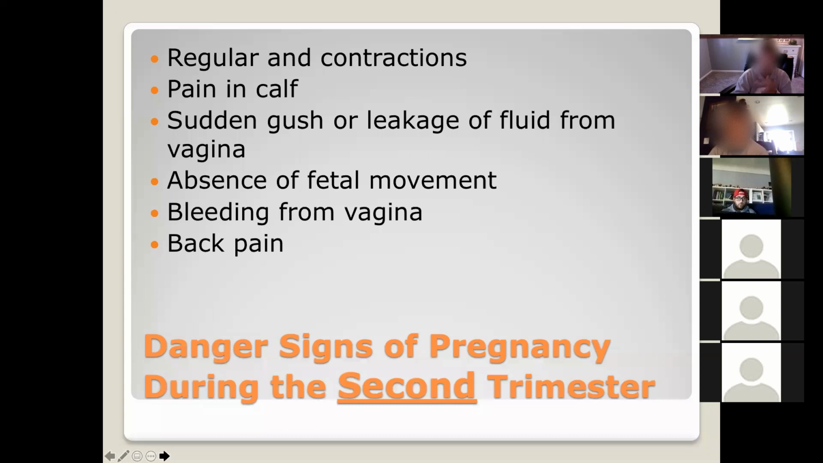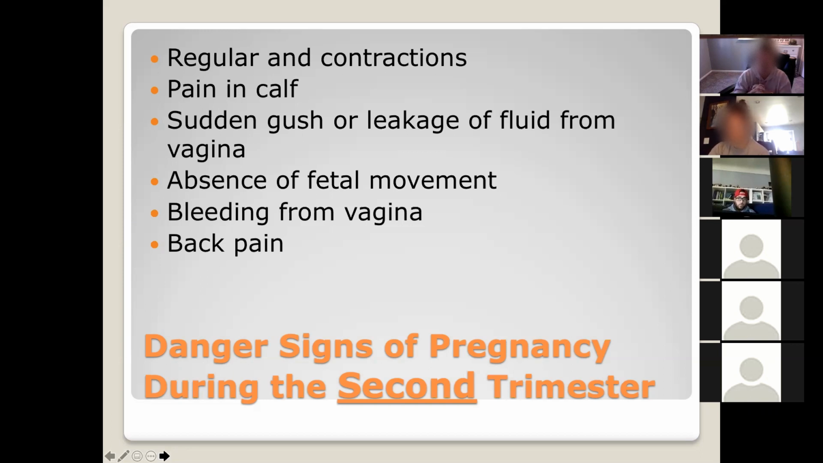Pain in calves, so a sign of those DVTs, those deep vein thromboses. Sudden gush or leakage of fluid from the vagina, so thinking that the amniotic sac has ruptured. We don't want that to happen. Again, remember that the amniotic sac cushions and protects that baby. It's also a barrier to the outside environment, okay, by keeping that sac intact. And once that's broken, now we have increased risk of infection.